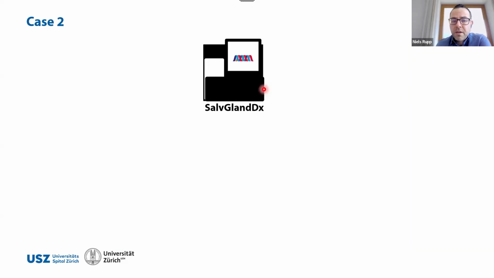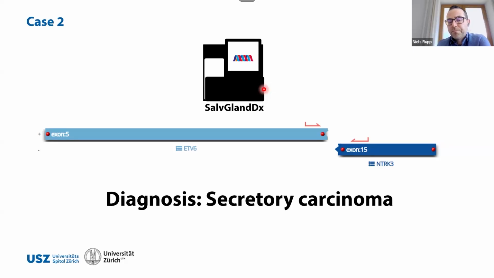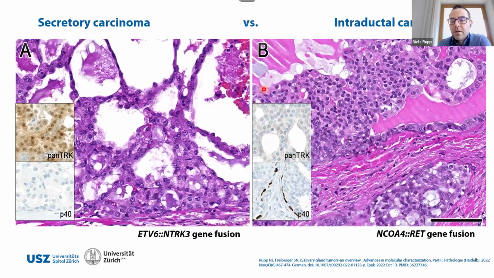Here's the sequencing of this case, and we found the typical ETV6 NTRK3 fusion, which can be found in approximately 95% of secretory carcinomas. So if there's a nuclear pan-Trk immunohistochemistry positivity, this is usually highly diagnostic of this kind of fusion in the salivary glands. So the final diagnosis here was secretory carcinoma.